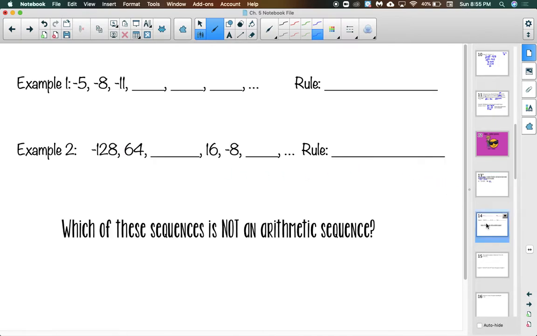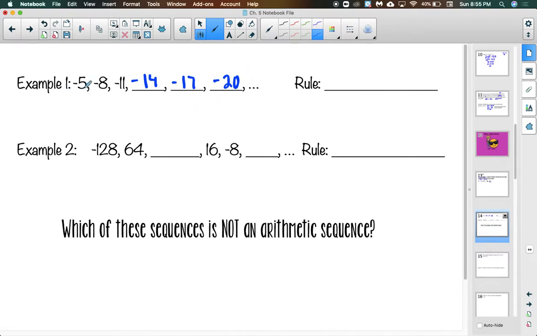Okay, so let's take a look at some sequences here and we'll see if we can continue them and find the rule. So my first example is -5, -8, -11. I'm going to keep going negatives here with my terms, and it looks like my next terms will be -14, -17, and -20. The dot, dot, dot at the end is an ellipsis that tells us that this sequence will keep going and going forever.